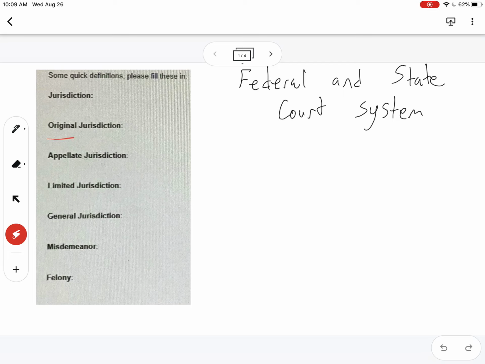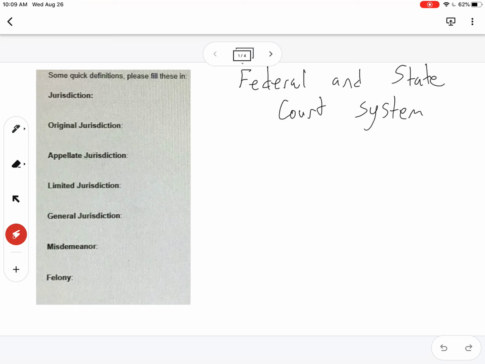Next up is original jurisdiction. So the ability of a court to hear a case first, hence original. Next one is appellate jurisdiction. Appellate jurisdiction is basically the right of a court to hear an appeal from a case that started in a court with original jurisdiction.